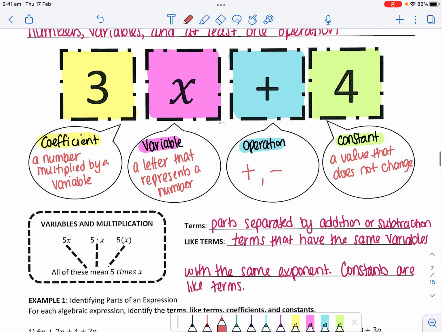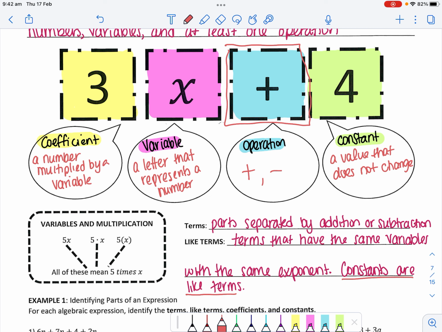So there's a little bit more vocabulary here. The next part that we're going to talk about is the terms. The terms of the expression are the parts that are separated by addition or subtraction. So this plus sign right here separates 3x from 4, and those are two separate terms. Like terms are terms that have the same variables. So 3x and 4 would not be considered like terms because the 4 doesn't have an x and the 3x does. And then constants are also like terms. That's really important to remember as we get into what like terms are and how to combine them.